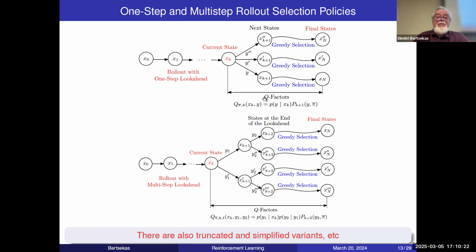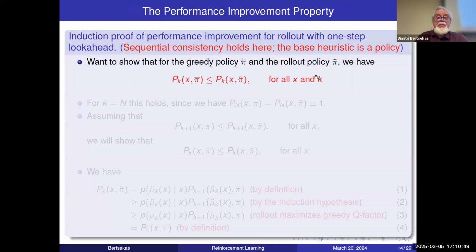This is very important when the number of next states is humongous, right? Like 50,000. We don't want to compute 50,000 Q factors. We want to compute only a subset of Q factors, maybe 5, maybe 10, but not many. So we have optimal, infeasible, greedy, simple, and rollout based on greedy, which is tractable. Now, this rollout algorithm has a performance improvement property, like the cost improvement property that we have seen in the past. And here's a proof of that.